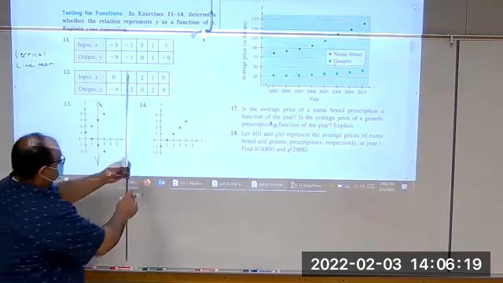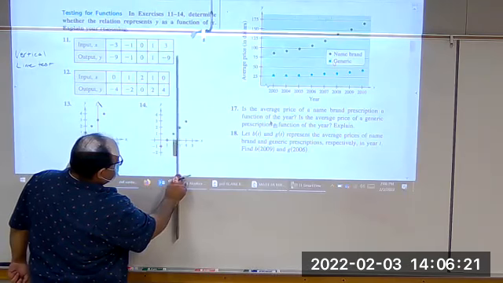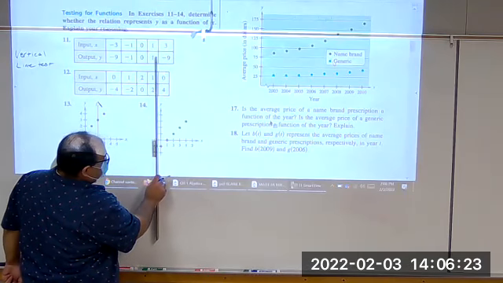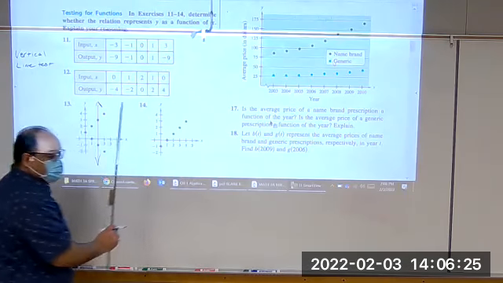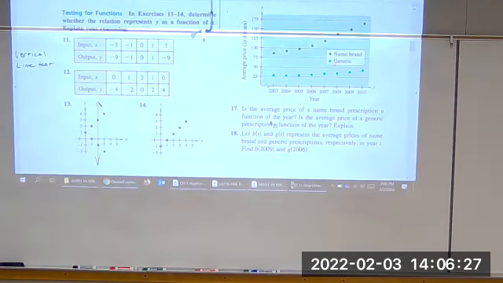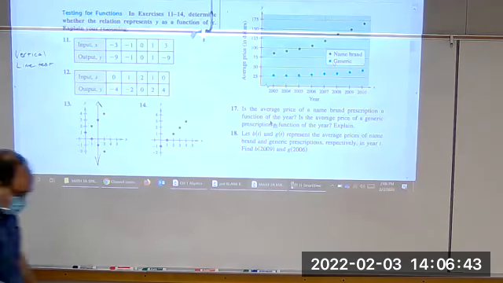This one, if I drag a vertical line from left to right, at any time, a vertical line is never going to intersect that scattering of points more than once. So number 14 is a function. And just so we're clear, you don't have to do number 14. I'm just using that as a comparison. 13, 14, 16.